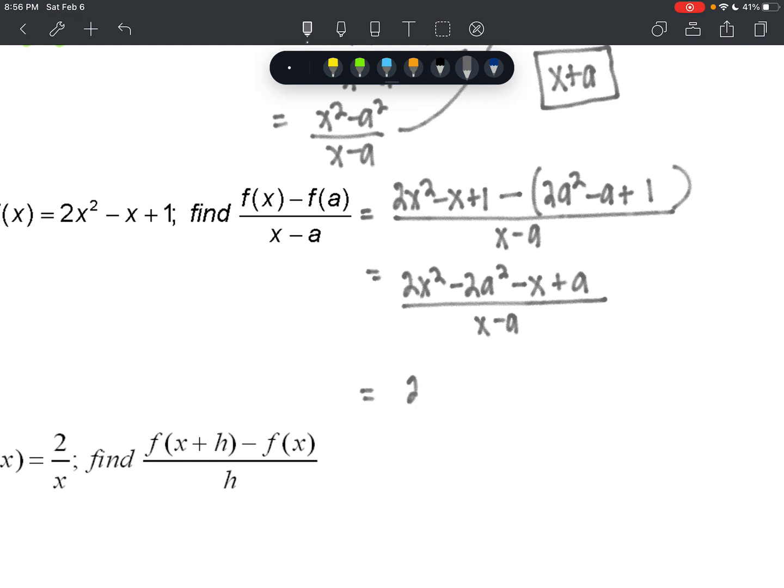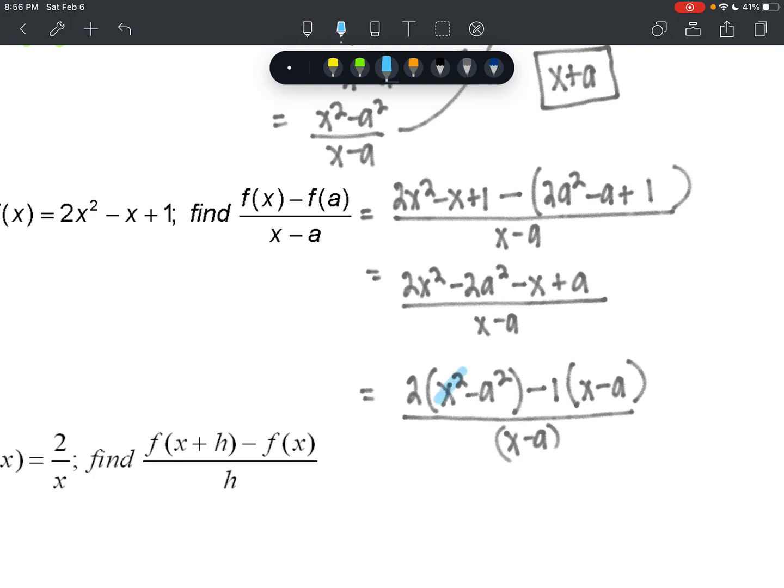So I'm going to factor out a 2, and I'm going to get x squared minus a squared. And then I'm going to factor out a negative 1, and that's going to give me x minus a. And then I'm thinking, wait a second, I've got an x minus a right here. I know I do, because if I factor that, watch. I've got x minus a, x plus a, right? Minus 1 times x minus a.